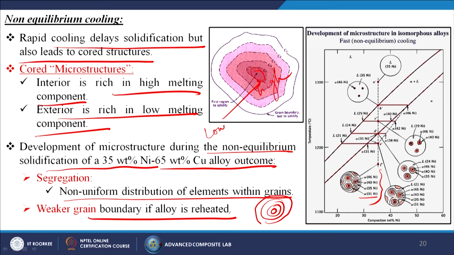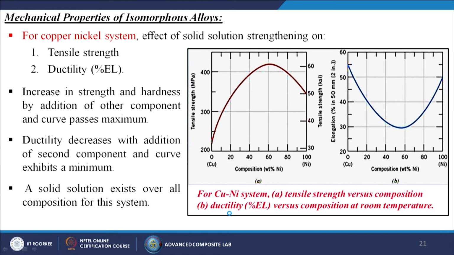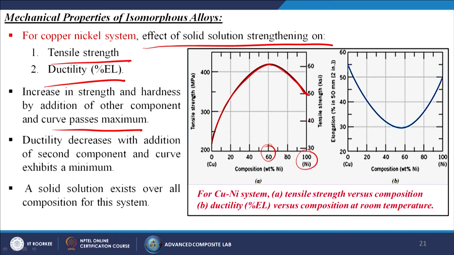and weaker grain boundaries if the alloy is reheated several times. What are the mechanical properties of isomorphous alloys? For the copper nickel system, the effect of solid solution strengthening on tensile strength and ductility, that means percentage elongation. There is an increase in strength and hardness by addition of the other component, and the curve passes through a maximum. In this case the tensile strength increases up to 68% nickel, and after that it decreases toward 100% nickel.